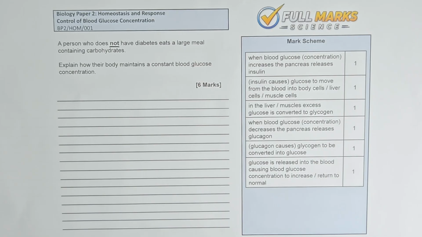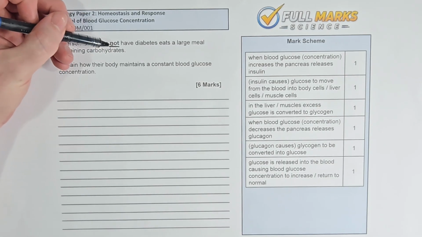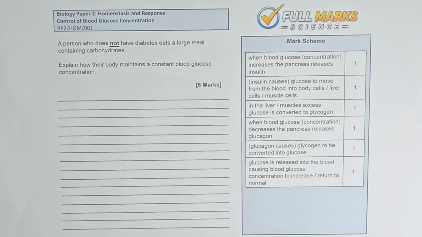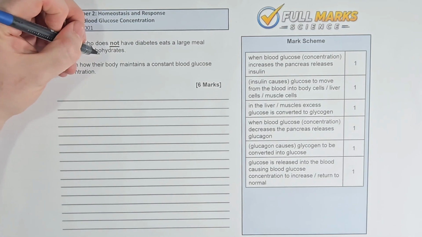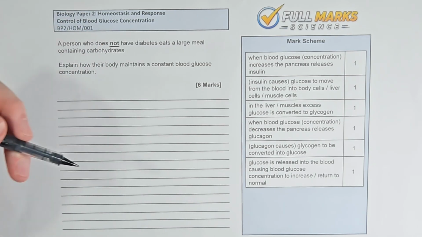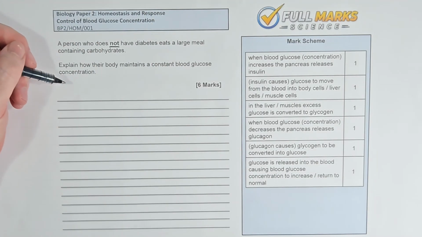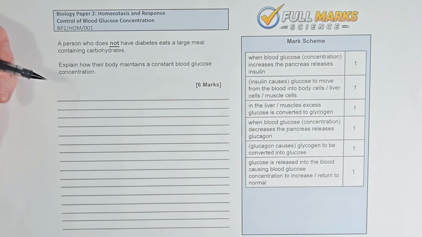Highlighted or emboldened words are usually very, very important in the actual answer that you need to write down. So this person that doesn't have diabetes, so a non-diabetes person, eats a large meal containing carbohydrates. And we know that carbohydrates are linked to sugars. Sugars and diabetes, we're going to have some kind of blood glucose response. So explain how the body maintains a constant blood glucose concentration. That is what we need to do.